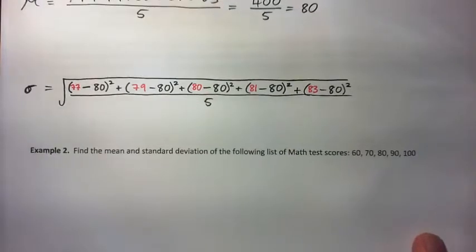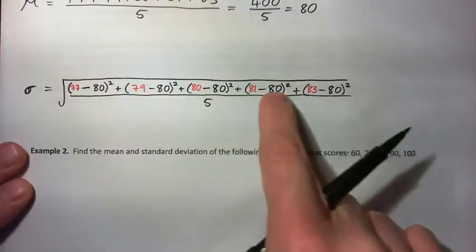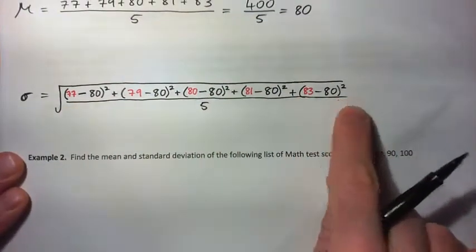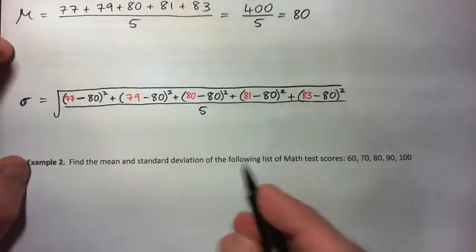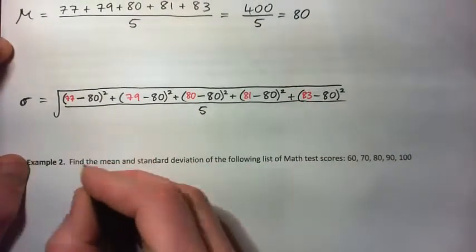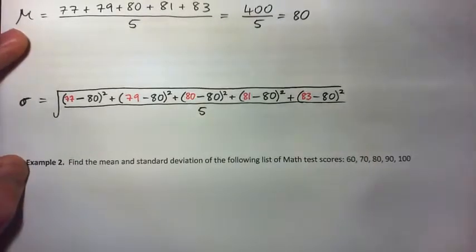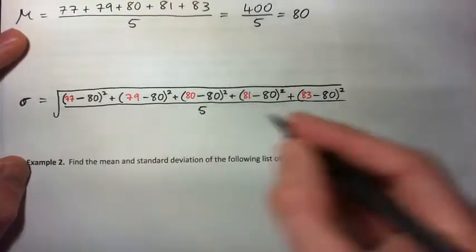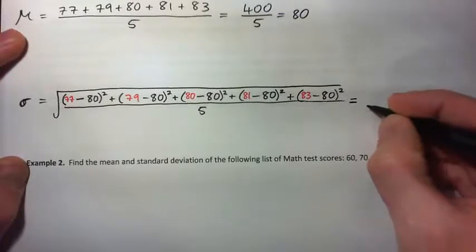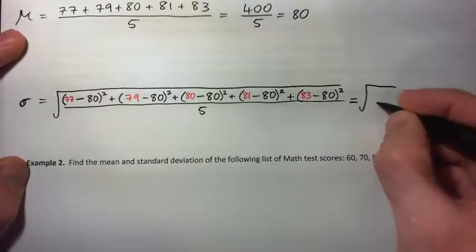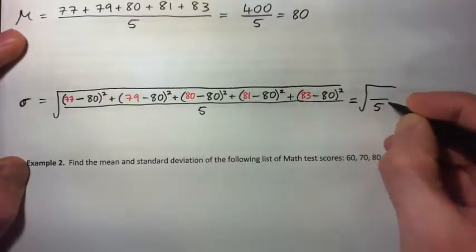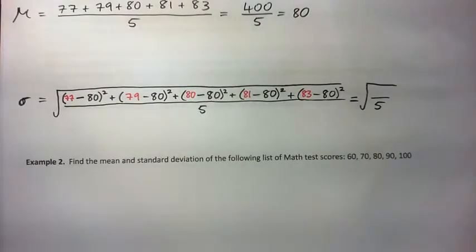So personally, I prefer to simplify all of the top on its own first, just to make it simple, and then put it back in the square root. So in other words, just to be clear, I'm going to calculate what's on the top, and then divide by 5. See? I'll calculate what's on top, then divide by 5.